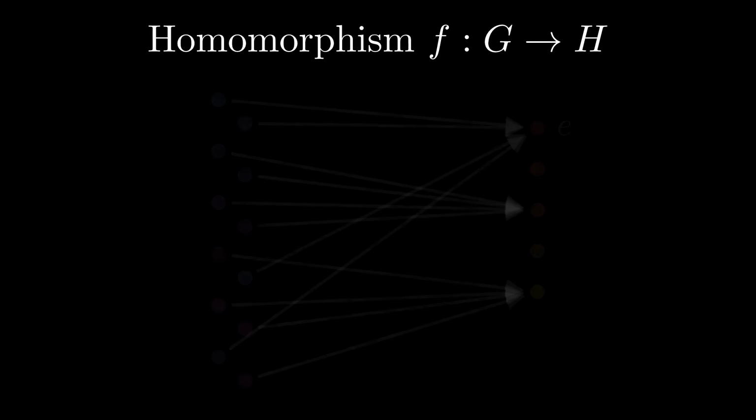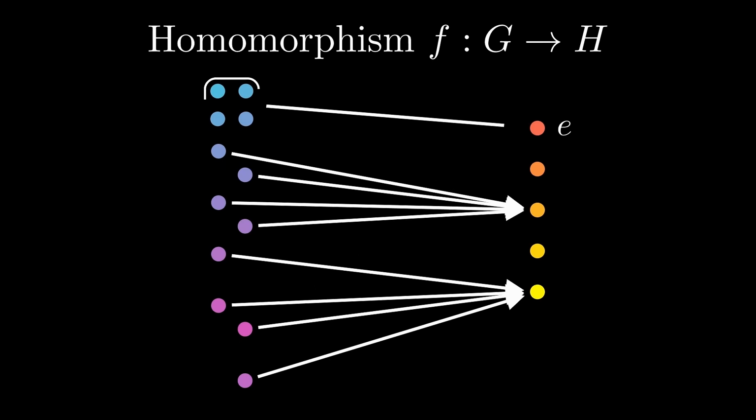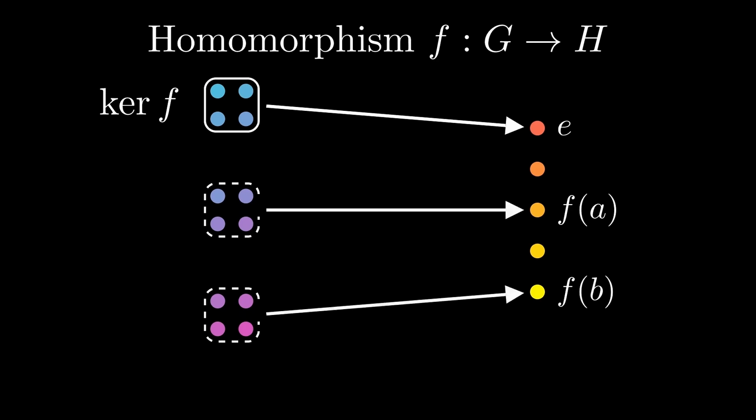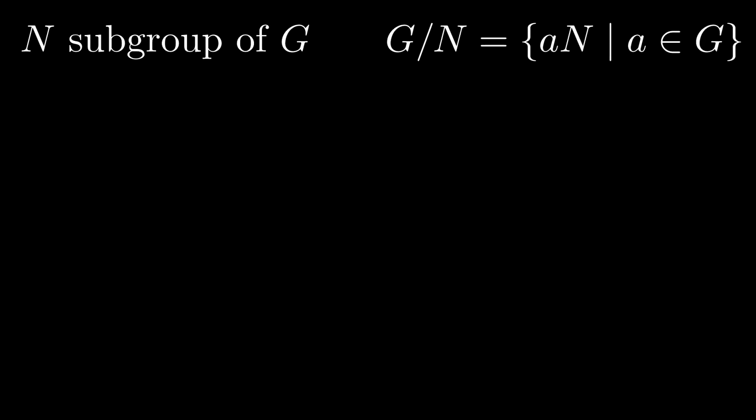Now let's consider a general homomorphism between two groups. Every element in the kernel is mapped to the identity element. The remaining elements in the domain can be grouped into cosets, where elements in the same coset map to the same element in the codomain. The question is, can we define an operation on these cosets so that they themselves form a group and this map is again a group homomorphism? To answer this, let's take any subgroup of a group and consider the set of its cosets.